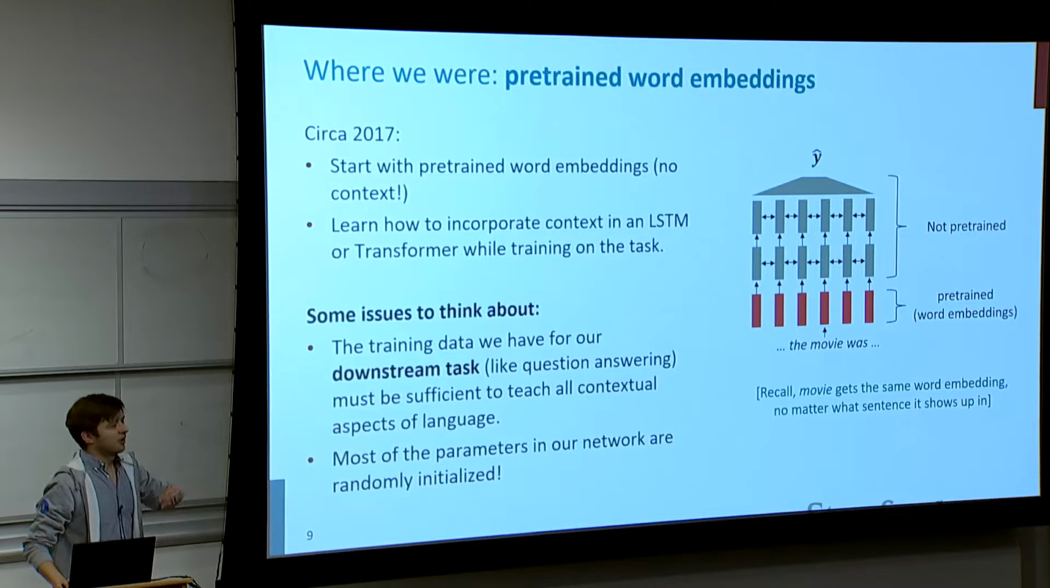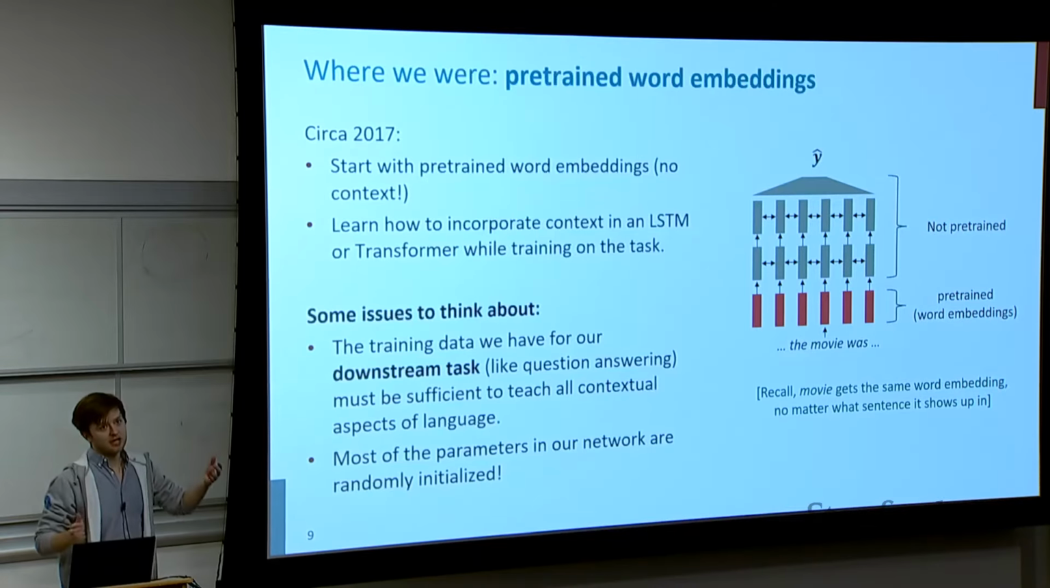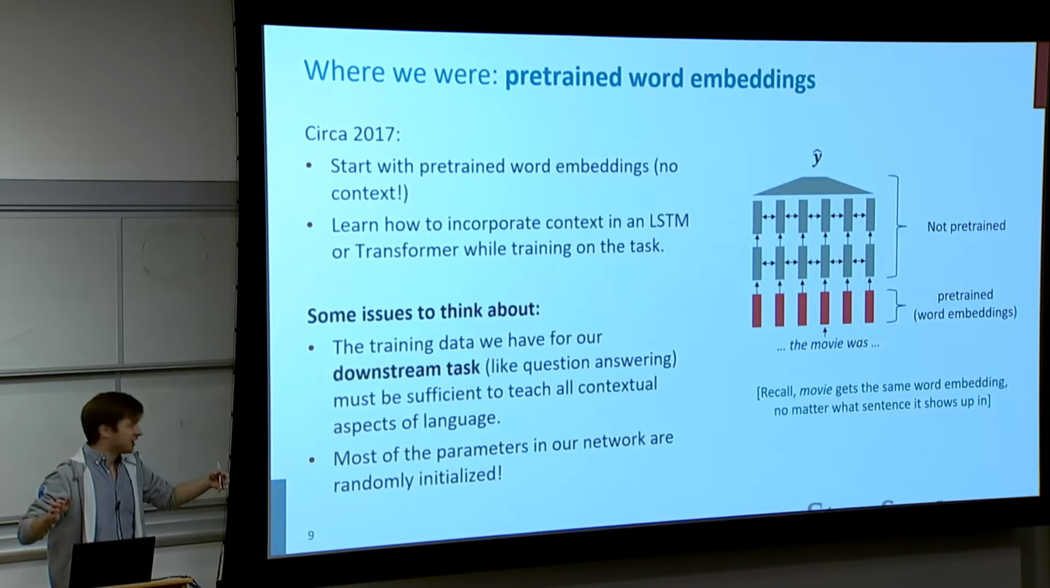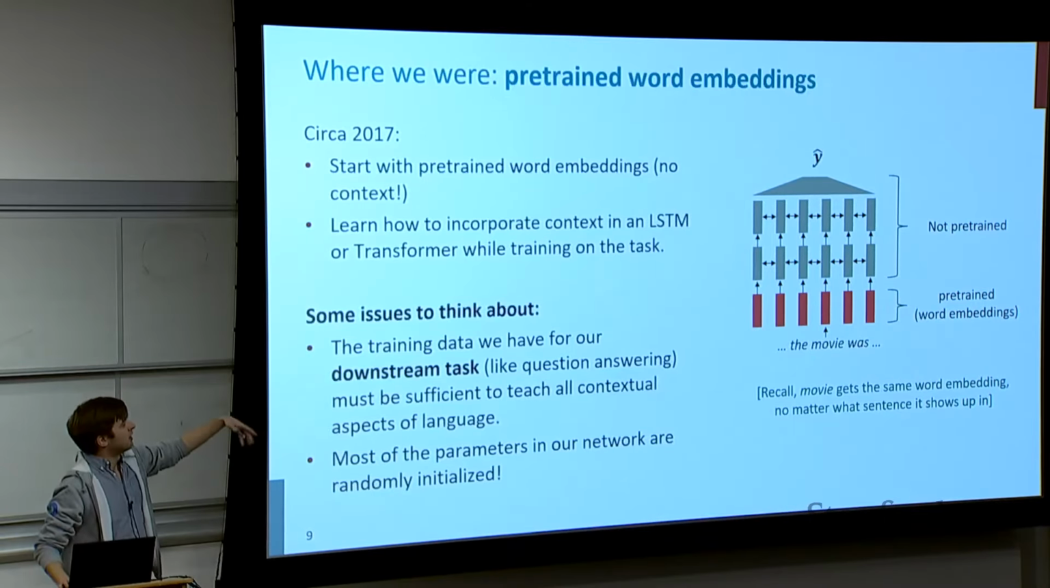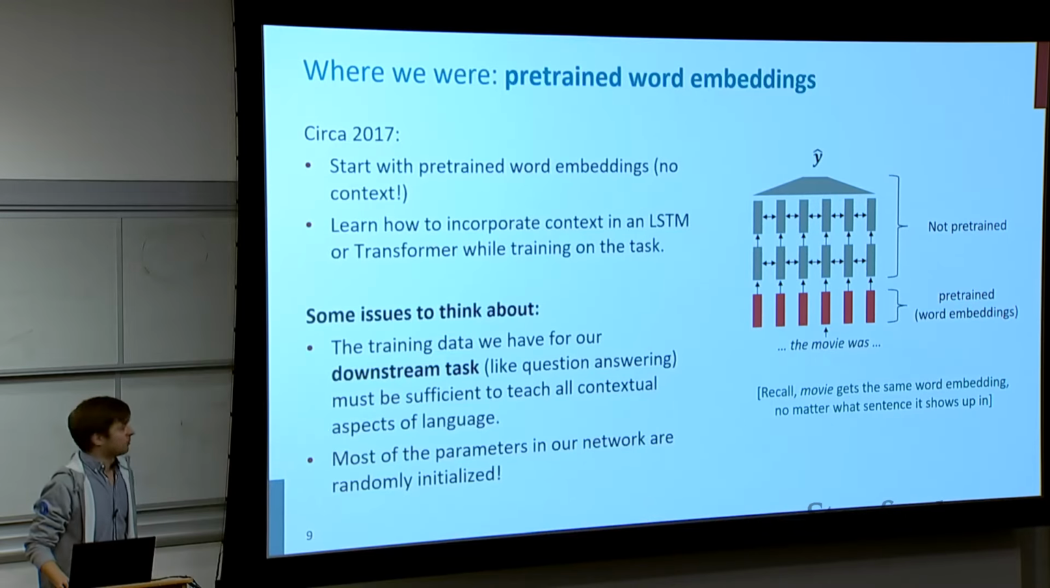So now the labeled data that I have for, say, machine translation might need to be smaller. I might not need as much of it because I've already trained much more of the network than I otherwise would have if I had just gotten word2vec embeddings.